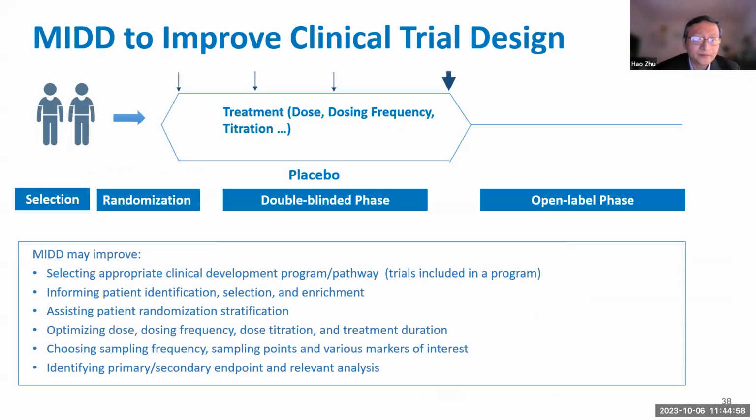Next one, please. Now I'm going to focus on how MIDD can improve clinical trial design. We had very fabulous discussions earlier showing how we can do things differently with innovative trial designs. Now we can focus on some specific aspects. For example, we can use MIDD to select the appropriate clinical development approach, inform patient selection, assess patient randomization, optimize dosing, choose sampling frequencies and sampling points, identify primary and secondary endpoints, and conduct relevant analyses.